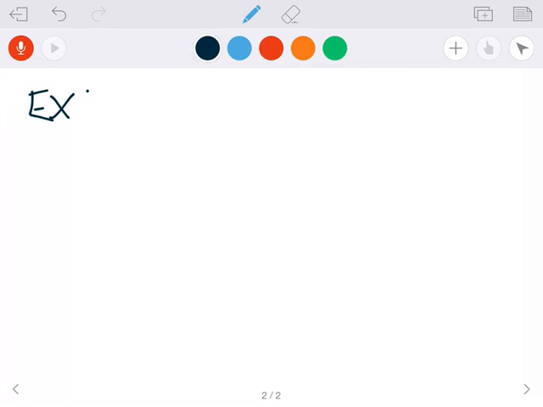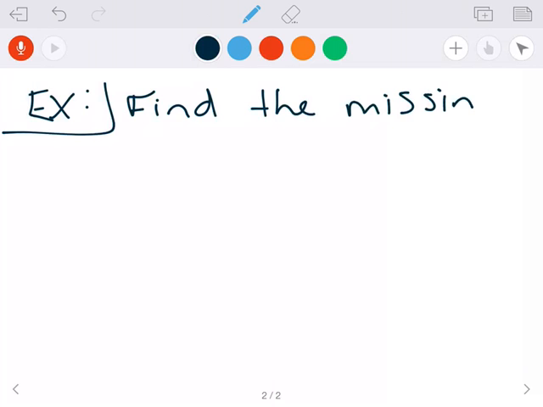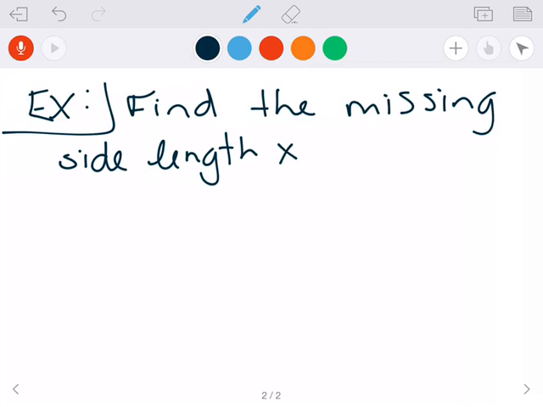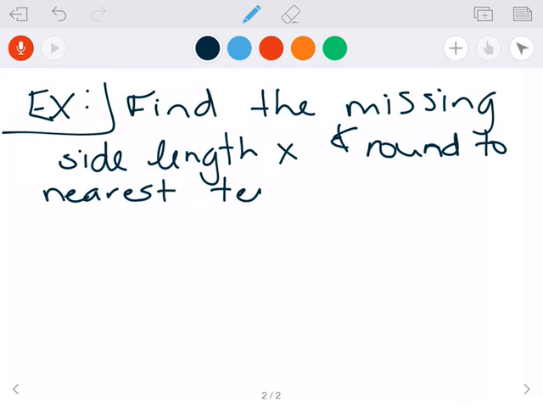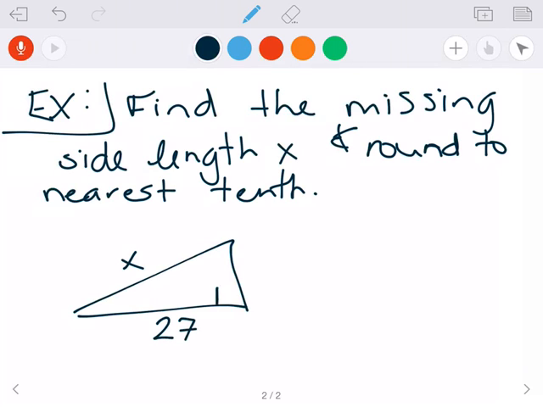So let's say, for example, that we are asked to find the missing side length x and round to the nearest tenth, if we are given the following triangle. We're given a triangle with side length x, side length 27 here, it's a right triangle, and this angle measure is 42 degrees. So based on what we're given, we need to determine what trig function we can use.